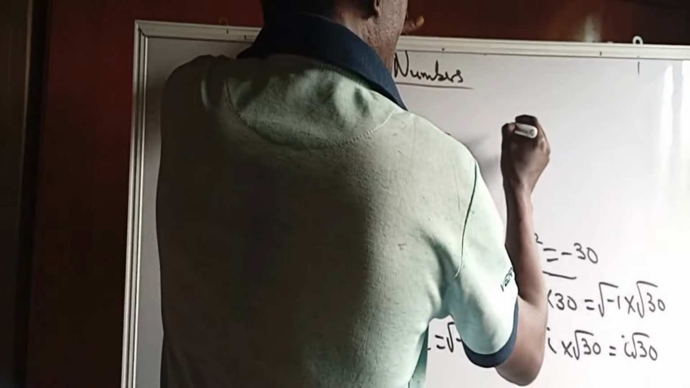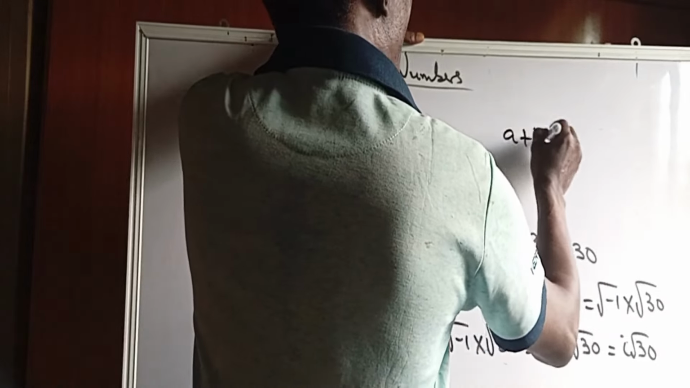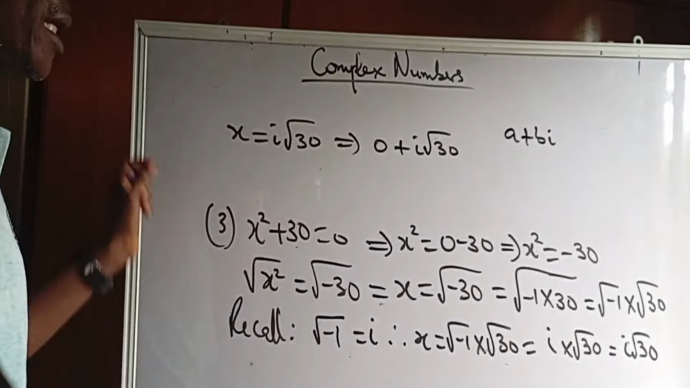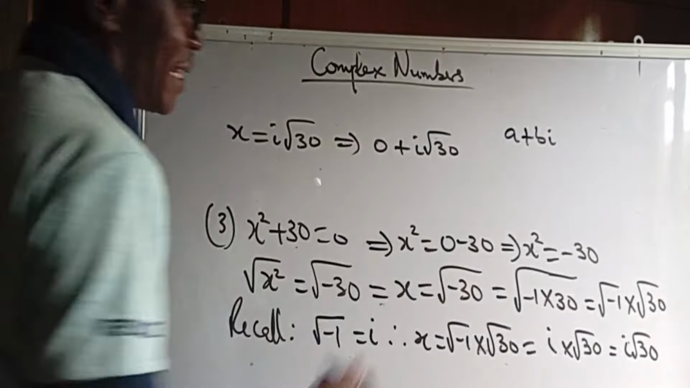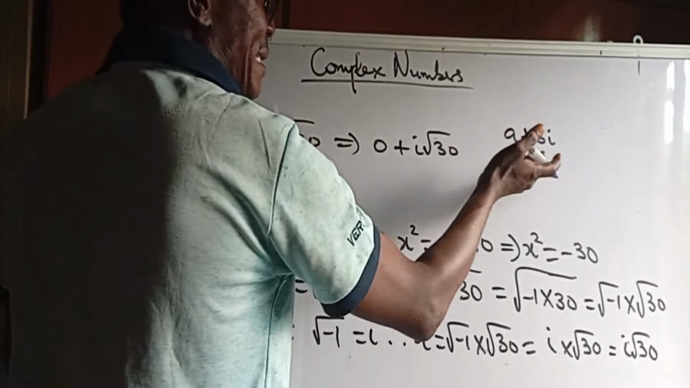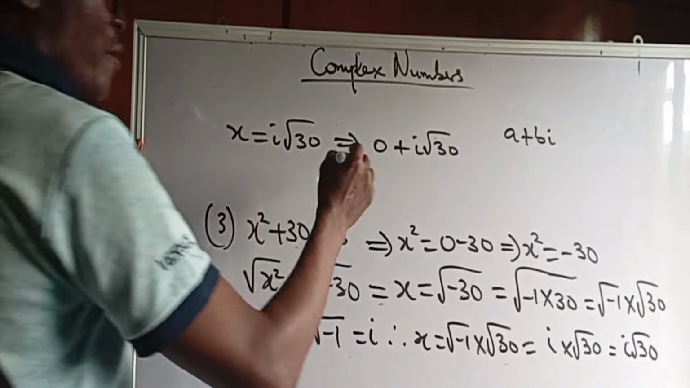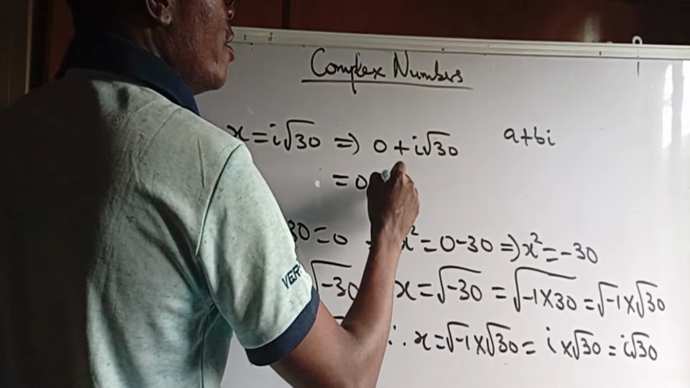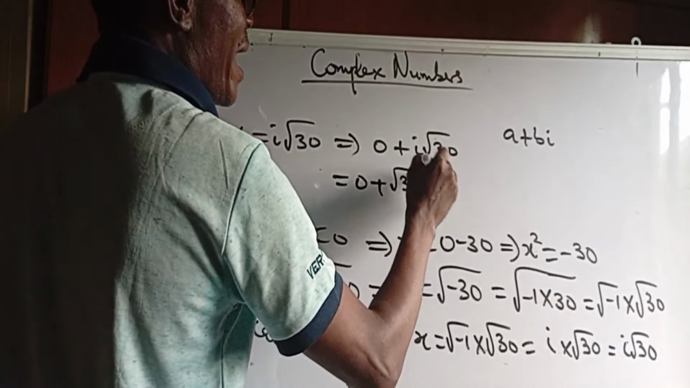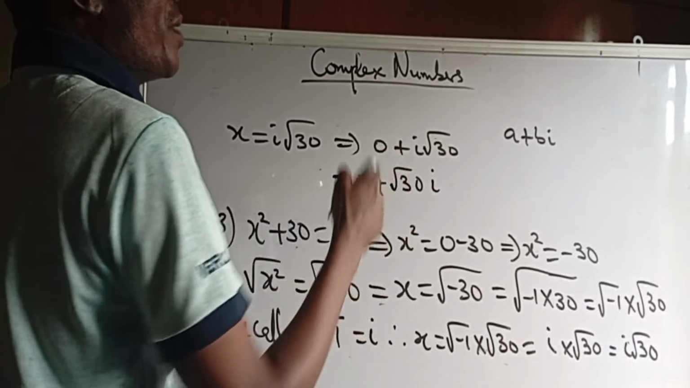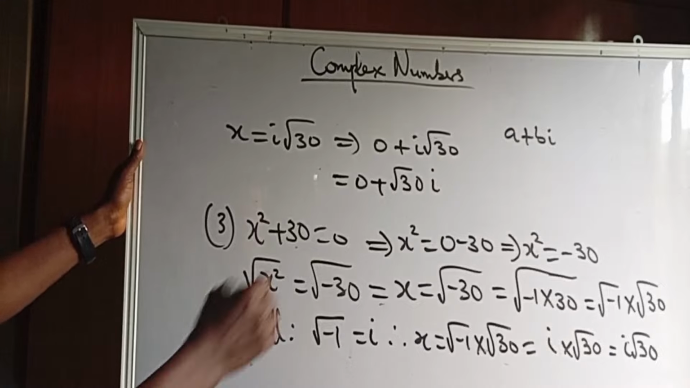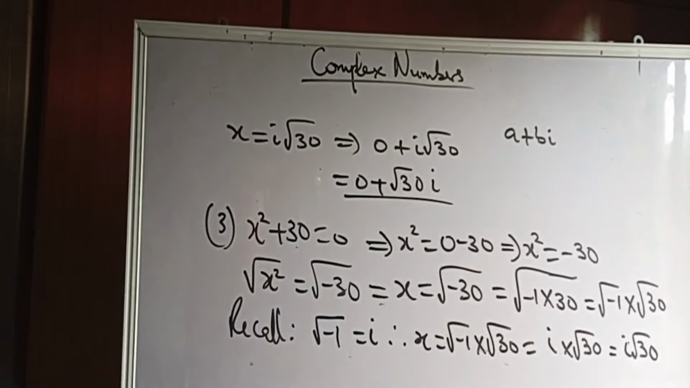But since the question says it should be in the form a plus bi, although we could have left our answer like this, because we want to write it in this form, we arrange it like this. Now we can say it's 0 plus root 30 i. But mind you, the i must not be inside the root 30. So this is the final answer.